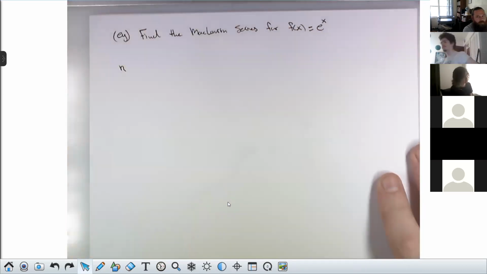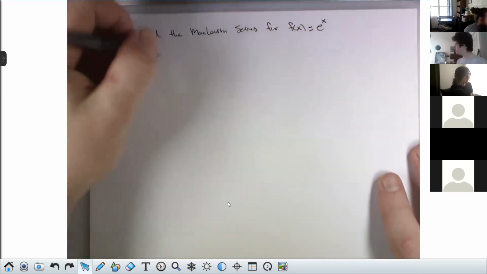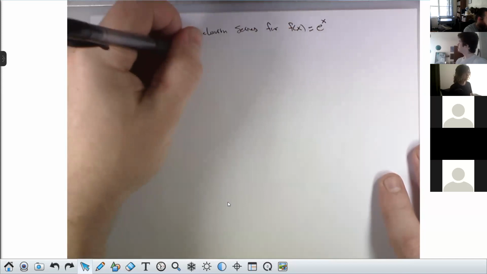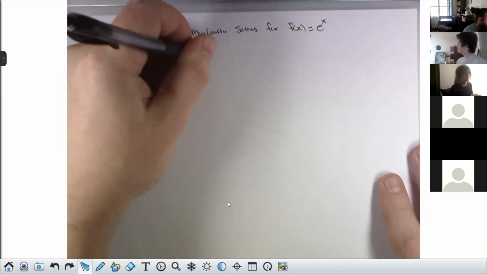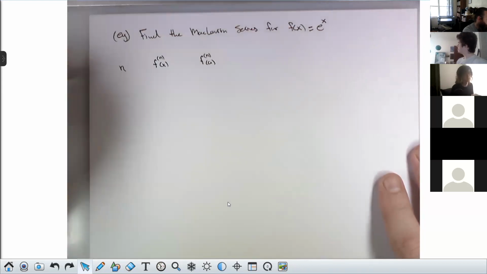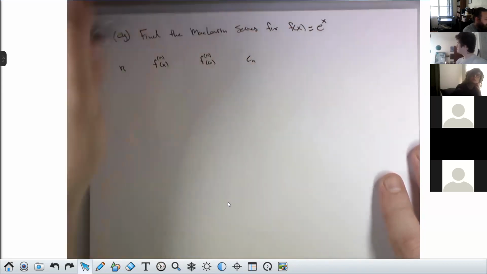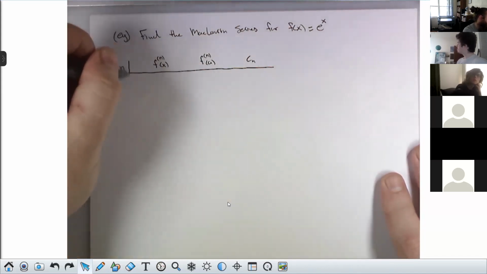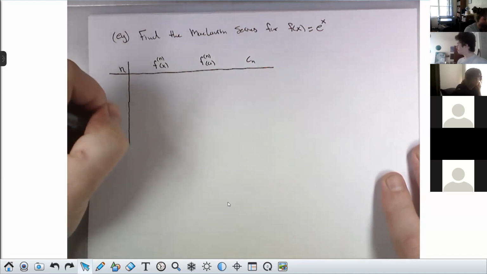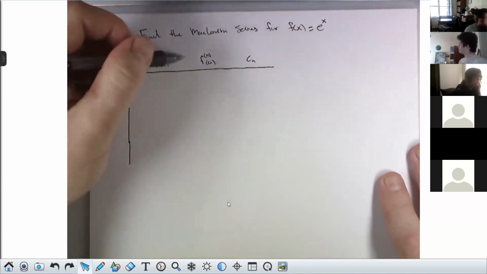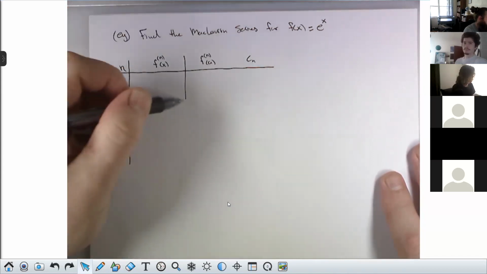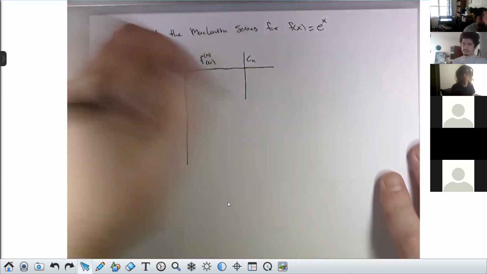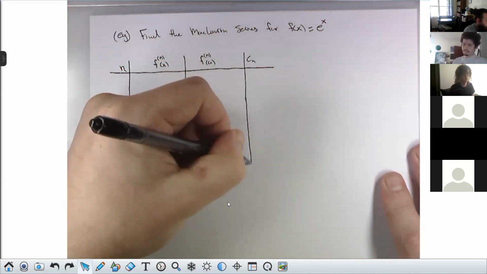Make a table. It's going to have a few columns. The far left column is n. The next column is fn of x. Next column is fn of a. And you can stop here if you want, but I like to also write the cn at the end. The two middle columns there need to be quite wide, because you're going to be doing lots of differentiation inside of them. But for this guy, it's easy.